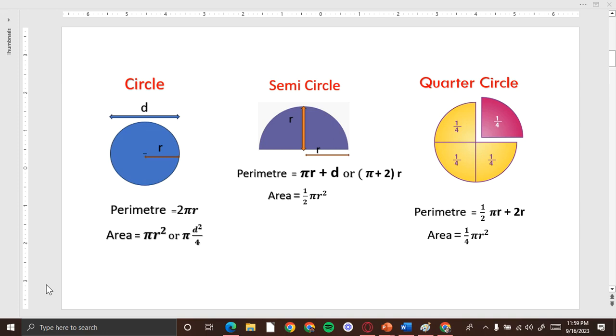Next is quarter circle. Quarter means 1/4. Here, for this 1/4 portion of the circle, area will be 1/4 of the pi R square and perimeter will be half of pi R plus 2 times radius.